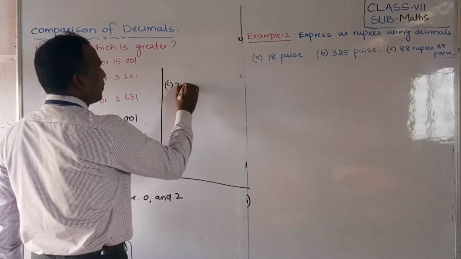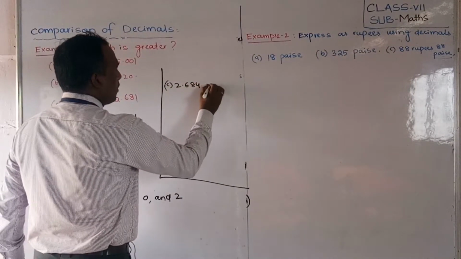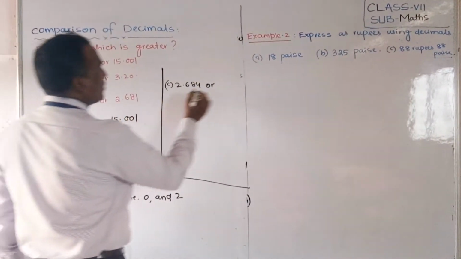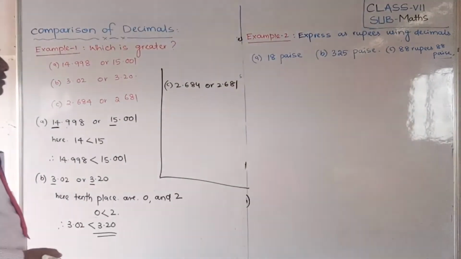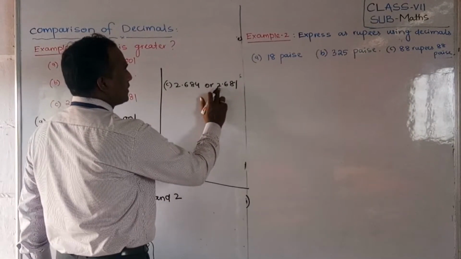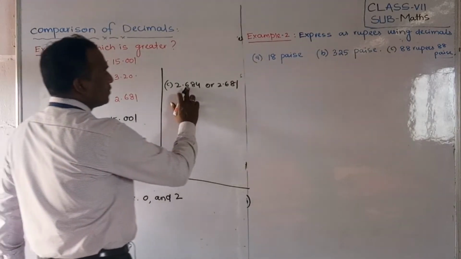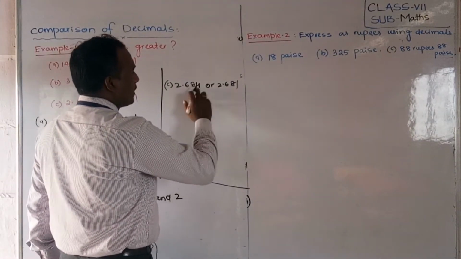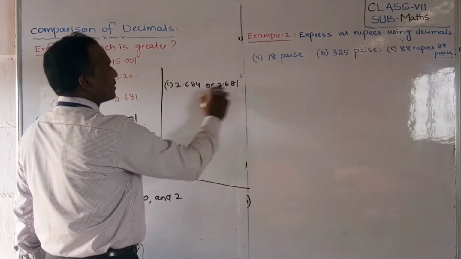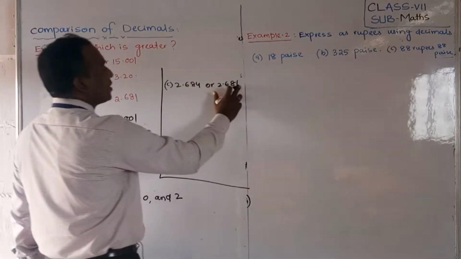2.684 or 2.681. Now first of all compare the whole part, both are same. 10th place both are same. 100th place both are same. Again, 1000th place you have to check. 1000th place is 4 here, 1 is there.